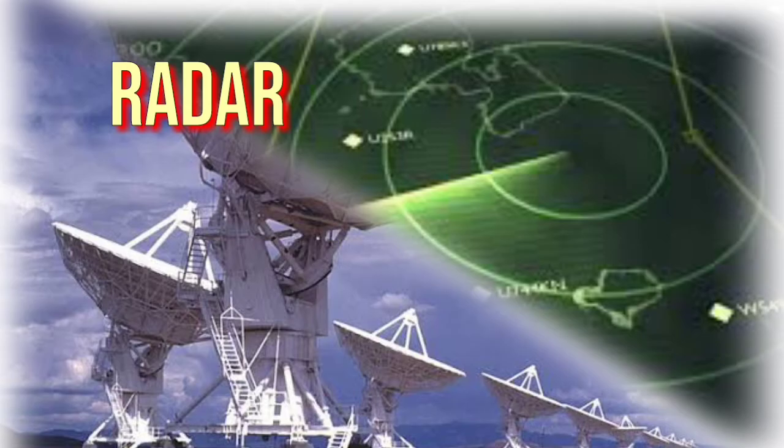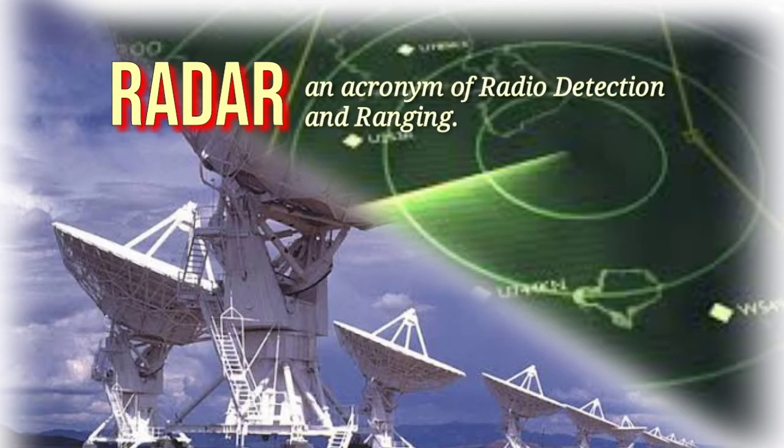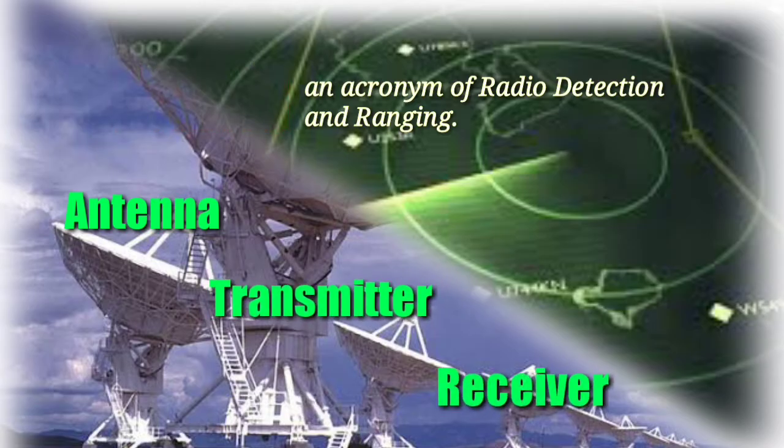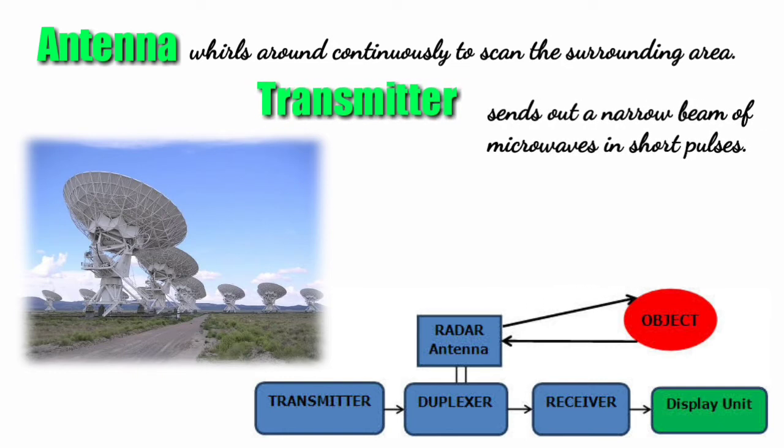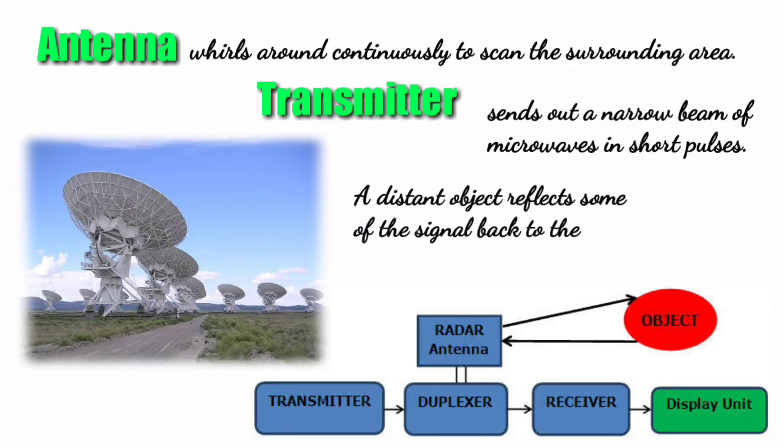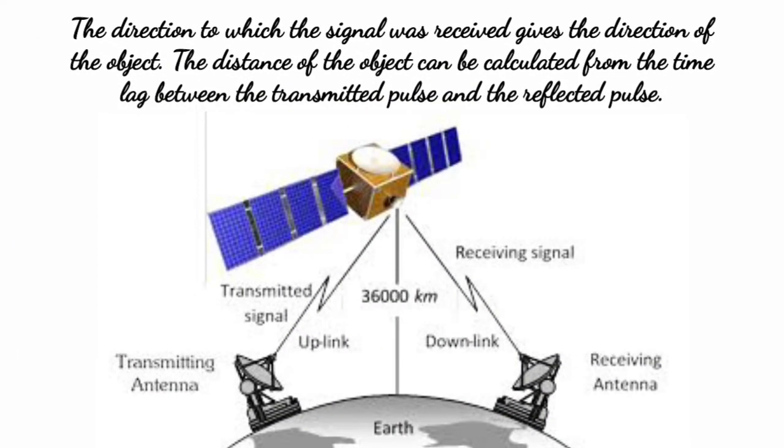Since microwaves have short wavelengths and are reflected by small objects, this property is used in radars. Radar is an acronym of radio detection and ranging. A radar system consists of an antenna, transmitter, and a receiver. An antenna whirls around continuously to scan the surrounding area. The transmitter sends out a narrow beam of microwaves in short pulses, and a distant object reflects some of the signal back to the receiver. The direction to which the signal was received gives the direction of the object. The distance of the object can be calculated from the time lag between the transmitted pulse and the reflected pulse.